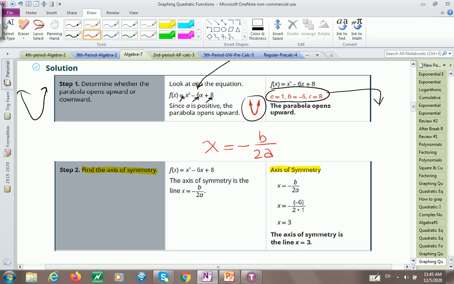And we just substitute those values and find out what that value is. That's our formula, and we substitute b and a as they are and do the mathematics. That ends up being 3. So our line of symmetry is just x equals 3.